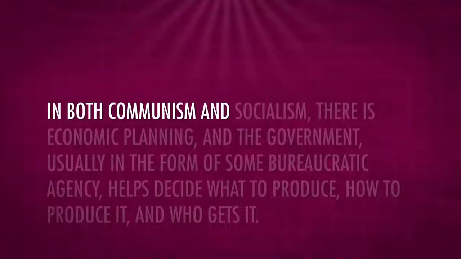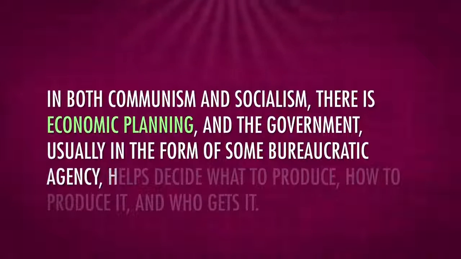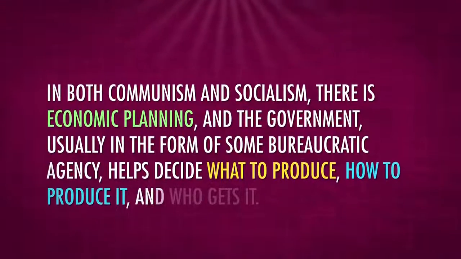In practice, no country has ever truly been communist, but there's a lot of countries that are socialist. Often socialism has both private property and some public ownership and control of industry. The goal is to meet specific collective objectives and to provide free and equal access to things like education and healthcare. In both communism and socialism, there is economic planning, and the government, usually in the form of some bureaucratic agency, helps decide what to produce, how to produce it, and who gets it.